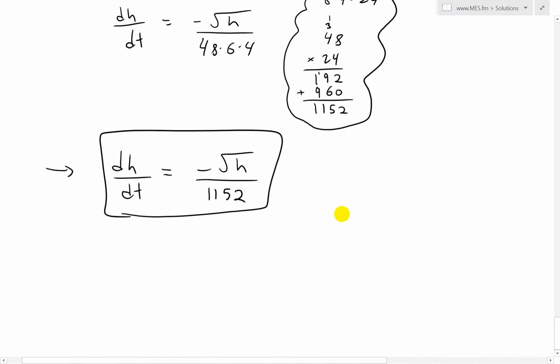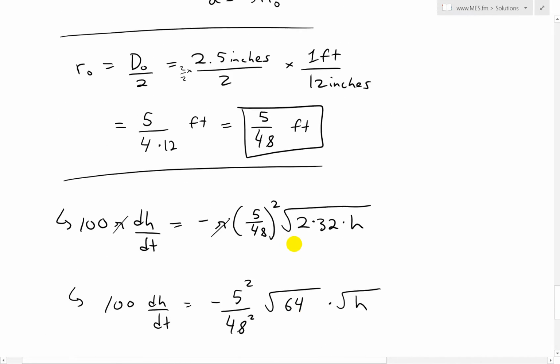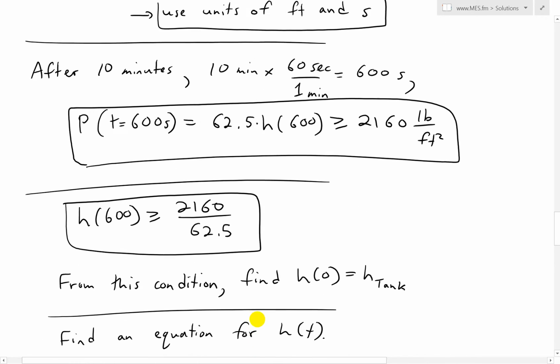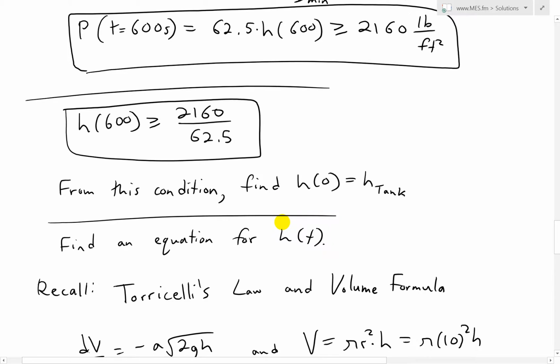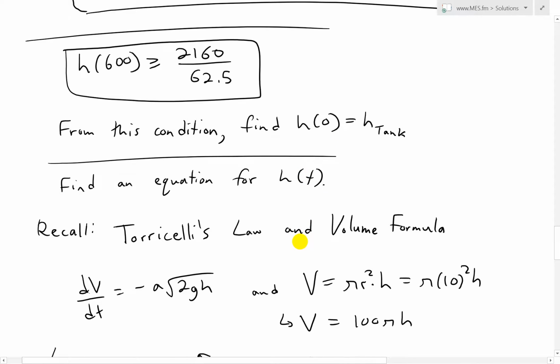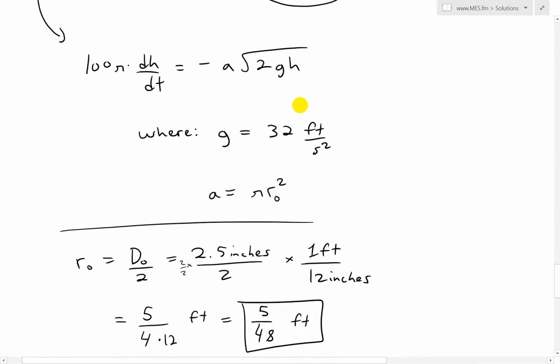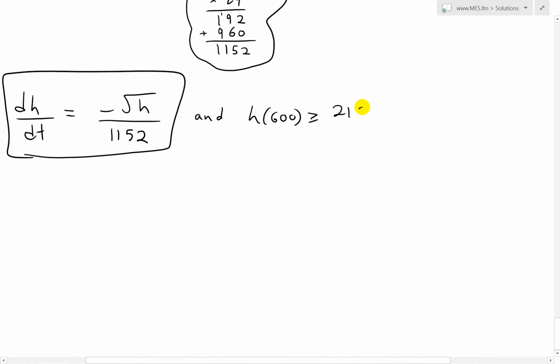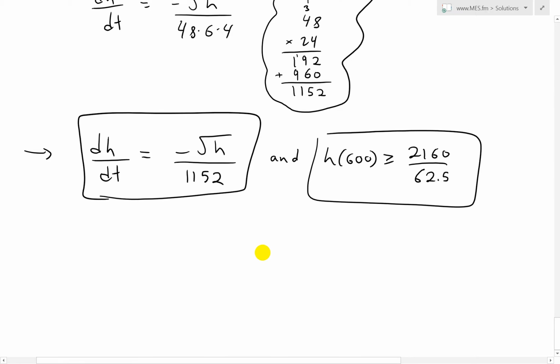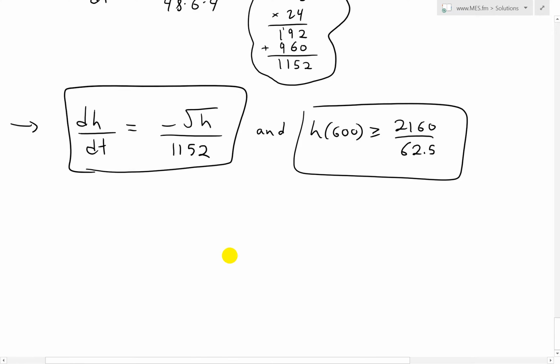So now we have this differential equation, and we also have a condition that needs to be met, which is h of 600 is greater than 2160 divided by 62.5, and we want to solve for h of 0. So that's all what we want to do, and I'll just write that down again. So we have the condition h of 600 is greater than this, 62.5.